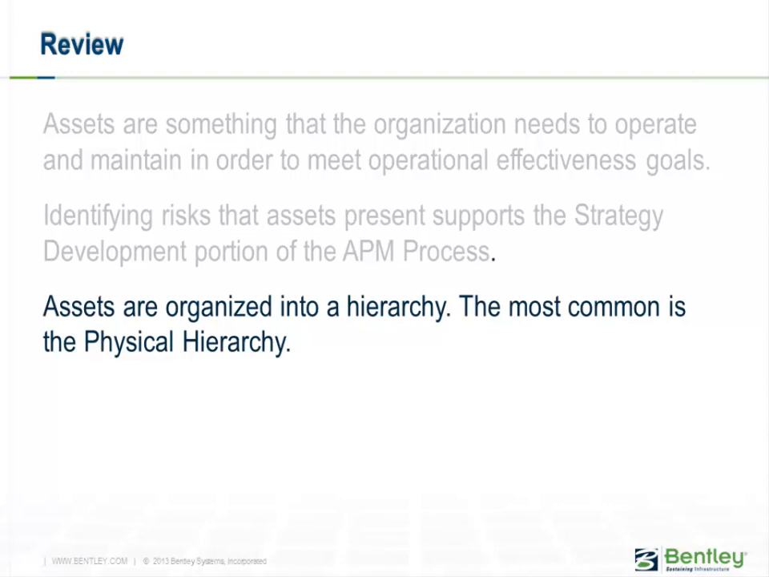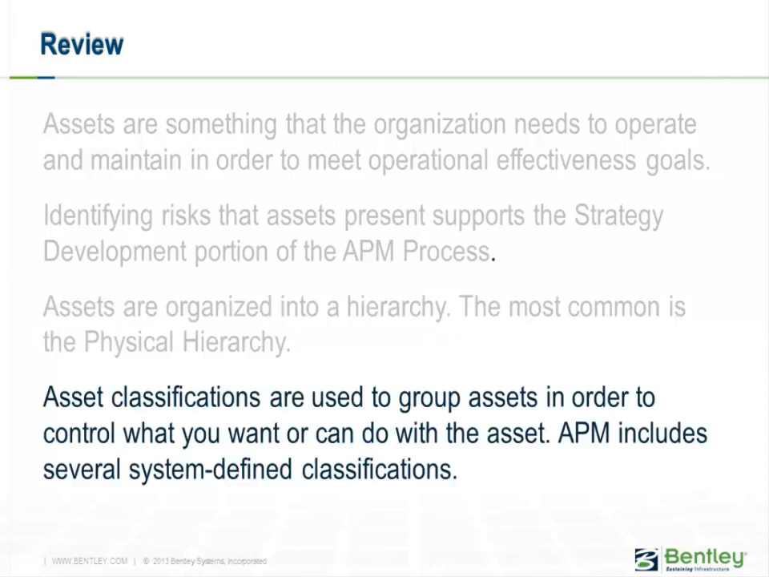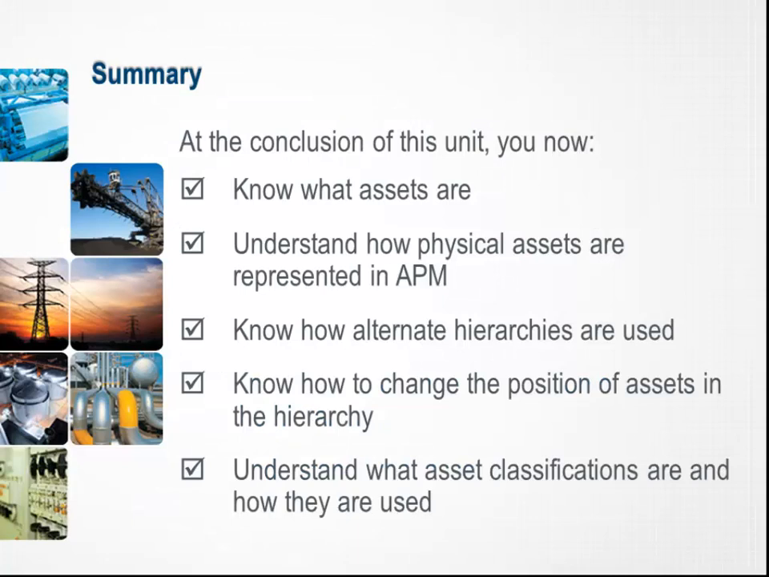Asset classifications are used to group assets in order to control what you want or can do with the asset. The classification affects how APM treats the asset. There are a number of system-defined classifications that can be used. At the conclusion of this module, you now know what assets are, how physical assets are represented in APM, how alternate hierarchies are used, how to change the organization of assets in the hierarchy, and what asset classifications are. This concludes the Asset and Hierarchy Overview module.